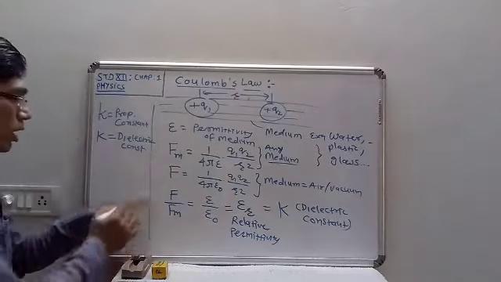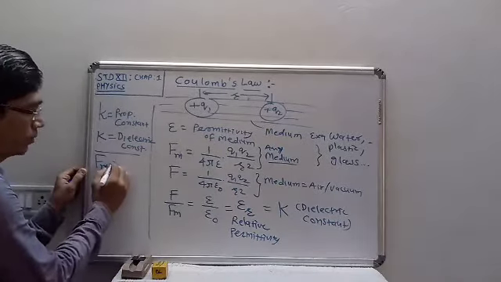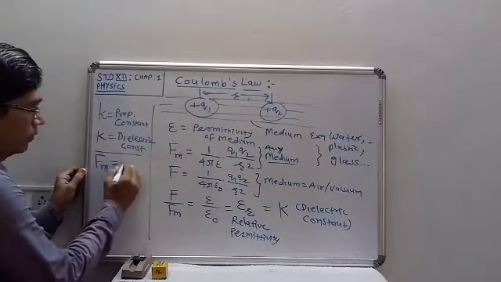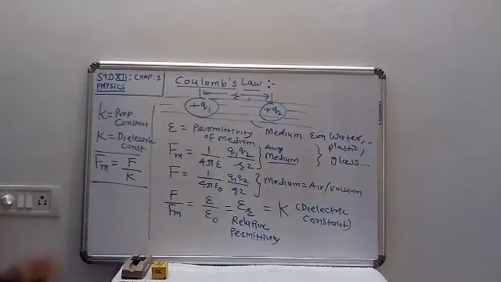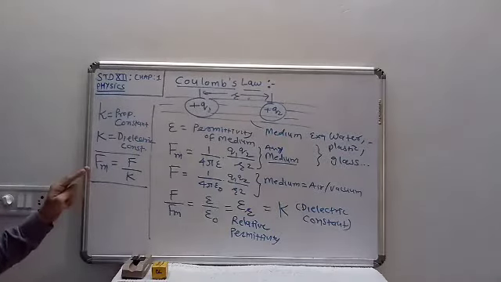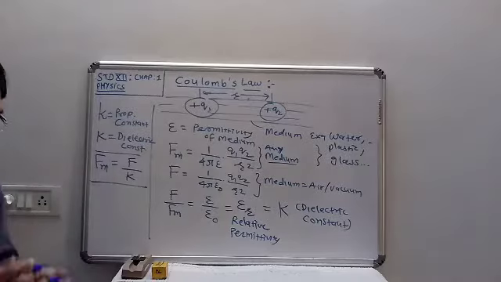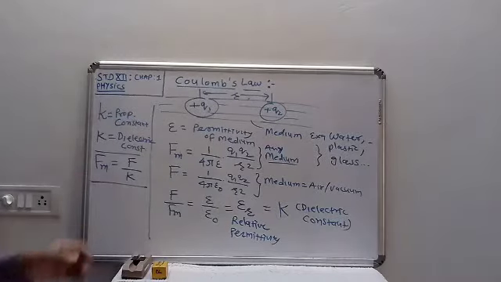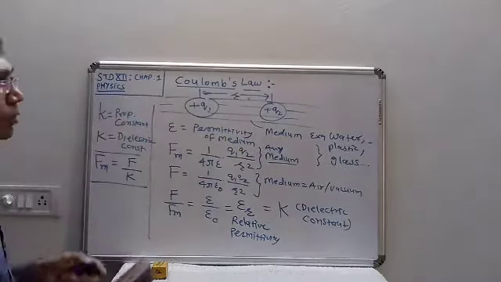So Fm, the force in the medium, is given by F upon capital K. So in this way, the force acting in the medium is decreased by K. So this is the relation in which we are using Coulomb's law.